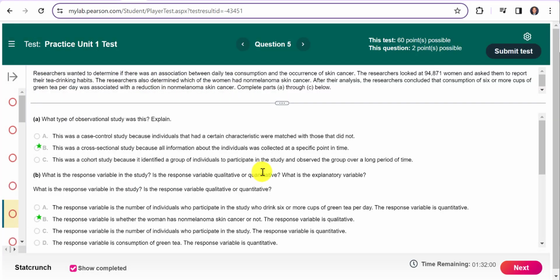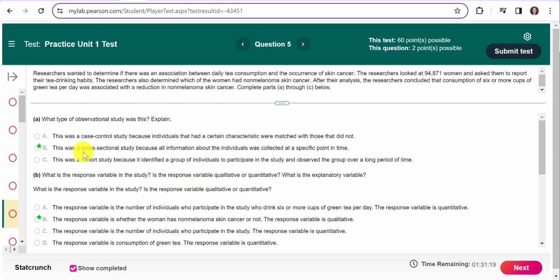All right, on this one, researchers wanted to determine if there was an association between daily tea consumption and the occurrence of skin cancer. So they looked at a whole bunch of women and asked them to report their tea drinking habits. They also determined which women had non-melanoma skin cancer. After analysis, researchers concluded the consumption of 6 or more cups of green tea per day was associated with a reduction in skin cancer. So this is definitely an observational study, because they didn't manipulate a variable. They just observed women and just kind of said, what kind of tea behaviors do you have?